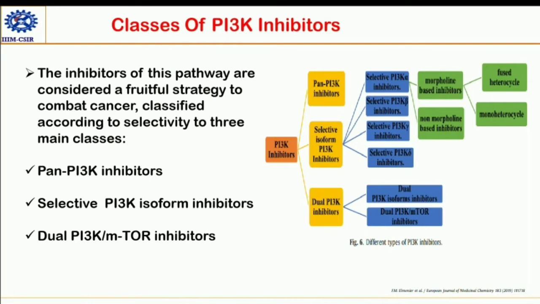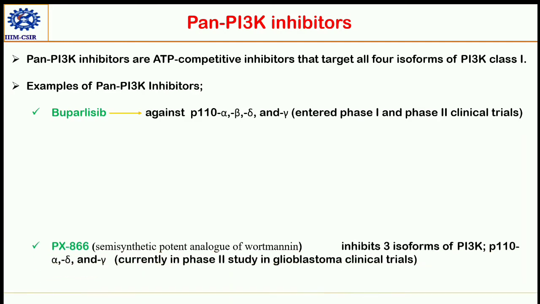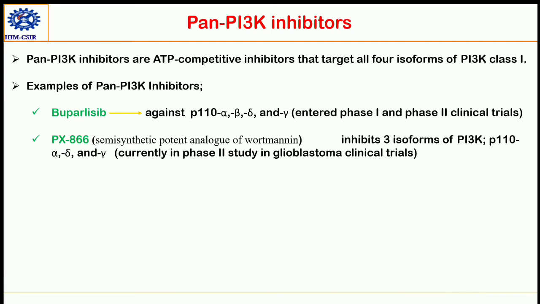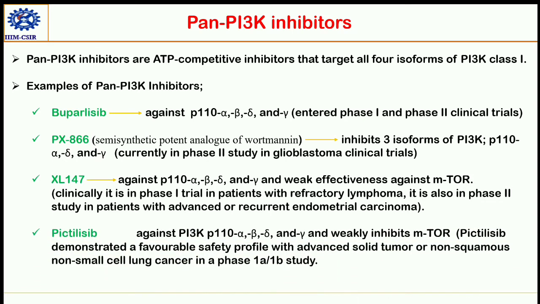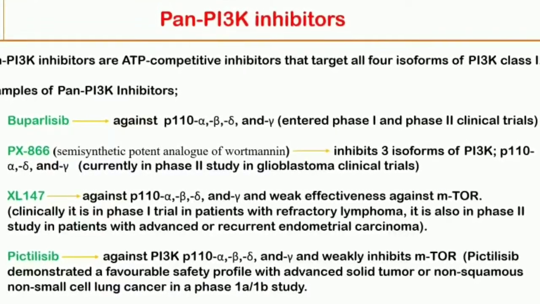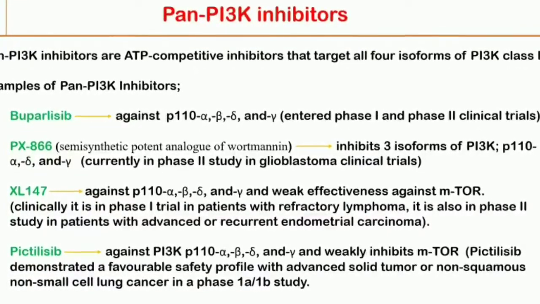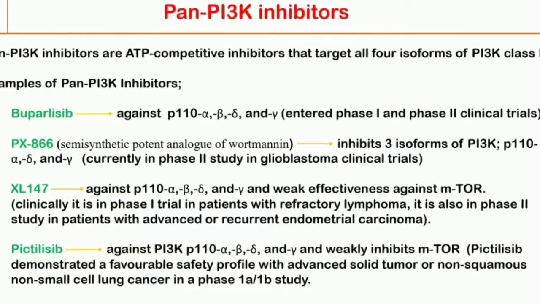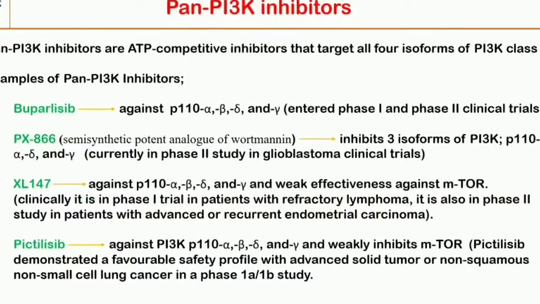Coming to the first, pan-PI3 kinase inhibitors. Pan-PI3 kinase inhibitors are ATP competitive inhibitors that target all four isoforms of PI3 kinase class 1. Examples of pan-PI3 kinase inhibitors are buparlisib, which inhibits all four isoforms of PI3 kinase. The second is PX866, a semi-synthetic potent analog of wortmannin. It inhibits only three isoforms of PI3 kinase, which are P110 alpha, delta, and gamma.